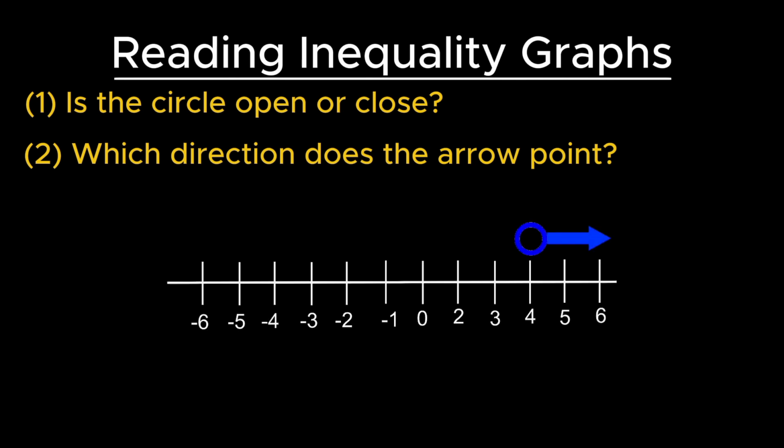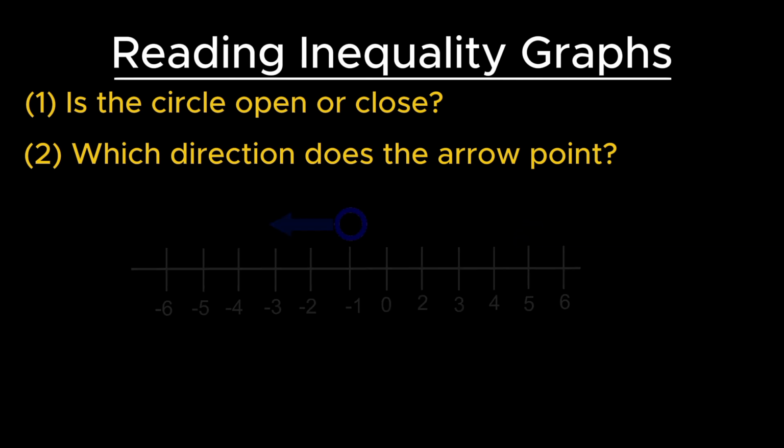In this example, we have an open circle at 4. This means 4 is not included. And the arrow is pointing to the right, which means it is greater than. Therefore, the inequality is x > 4.